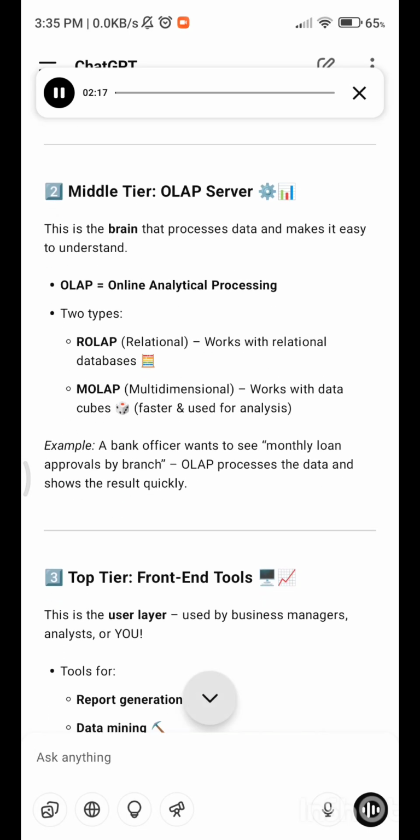2. Middle tier, OLAP server. This is the brain that processes data and makes it easy to understand. OLAP equals online analytical processing. 2 types. ROLAP, relational, works with relational databases. MOLAP, multidimensional, works with data cubes, faster and used for analysis. Example, a bank officer wants to see monthly loan approvals by branch. OLAP processes the data and shows the result quickly.